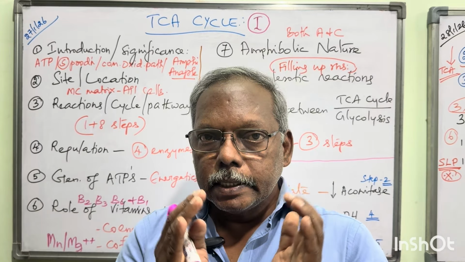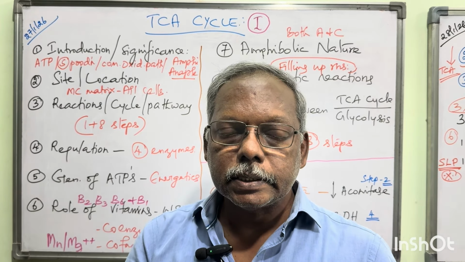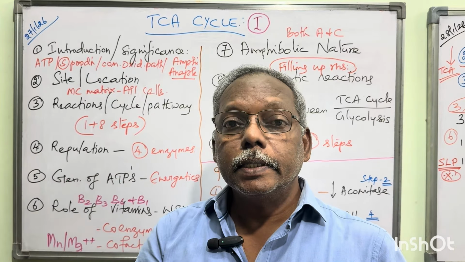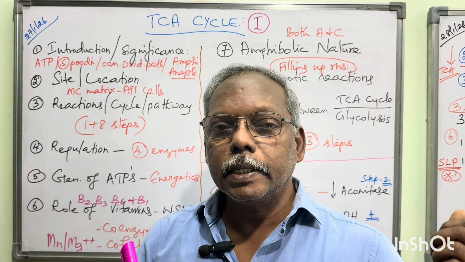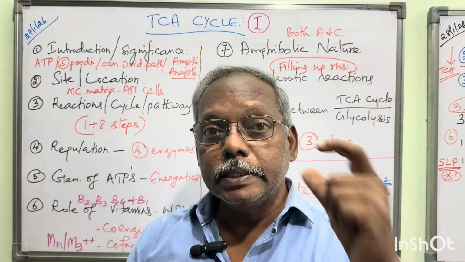Next one is energetics. In the TCA cycle, energetics means ATP production. So how many ATPs are synthesized? In which step is ATP produced? Or NADH and FADH, which directly give ATP. Like that you have to mention the energetics. We will have a separate video for the energetics of the TCA cycle.